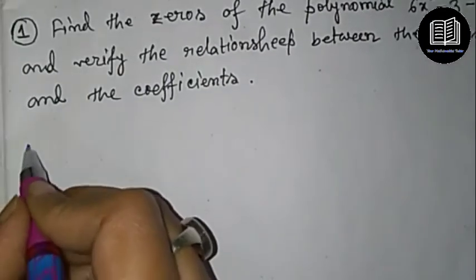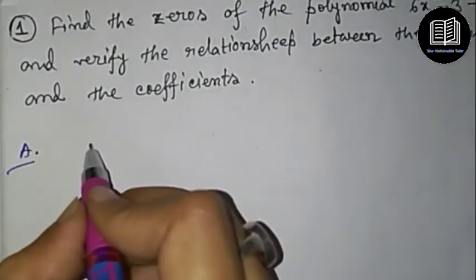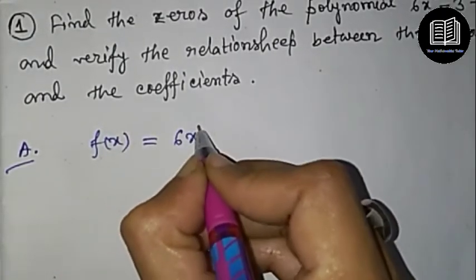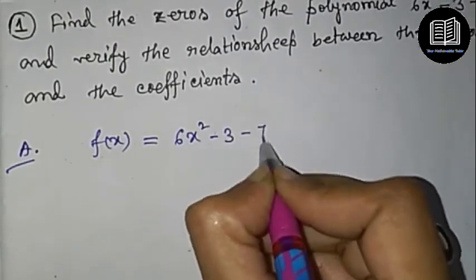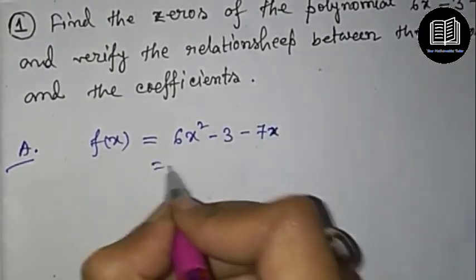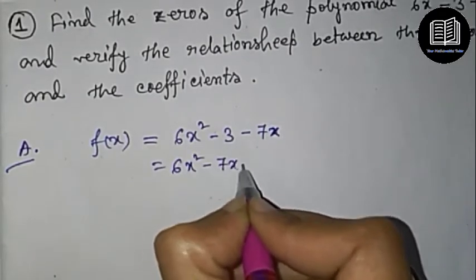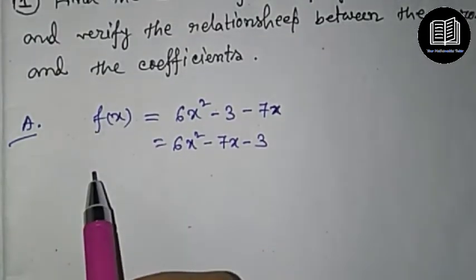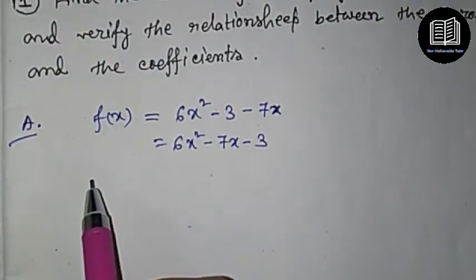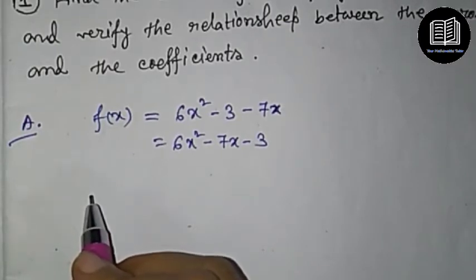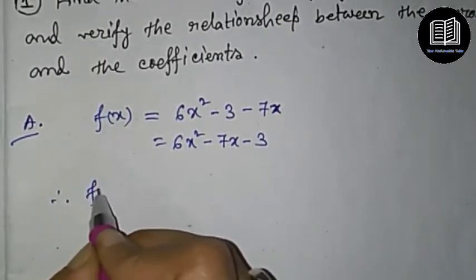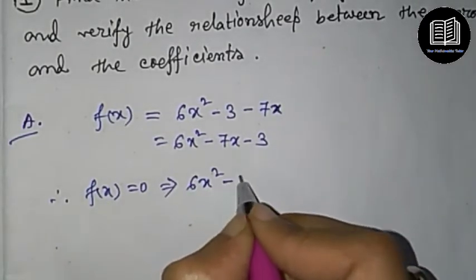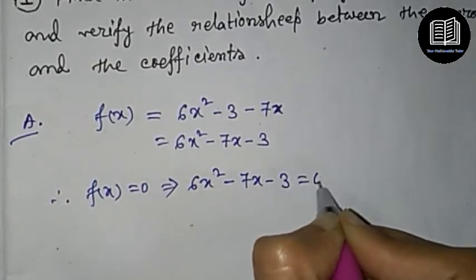So first of all, let the polynomial be denoted by f(x). f(x) = 6x² − 3 − 7x. We can write it as 6x² − 7x − 3 because it is the standard form, right? Now to find the zero, we have to solve the equation f(x) = 0, correct? That is, f(x) = 0, which implies 6x² − 7x − 3 = 0, correct?